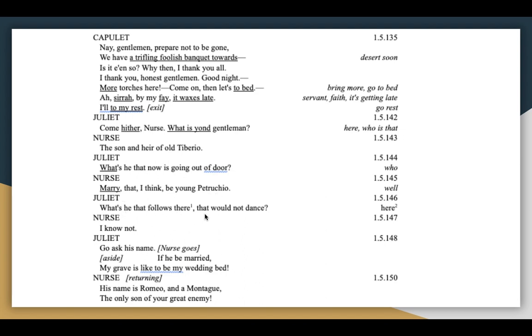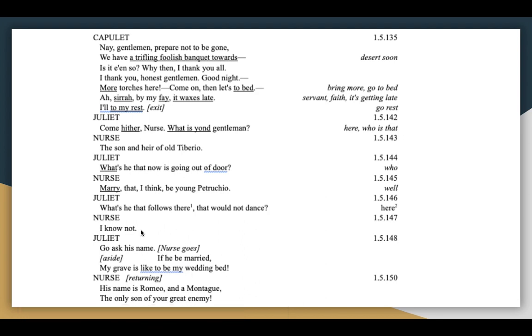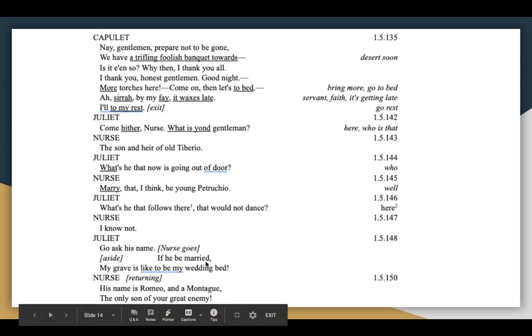What's he that follows there, that would not dance? I know not. Go ask his name. If he be married, my grave is like to be my wedding bed. So basically, she's pointing at Romeo now. The nurse says she doesn't know who it is. Go ask his name. And if he's married, then I will die single, because that is the love of my life. And if I can't have him, I'll die single.